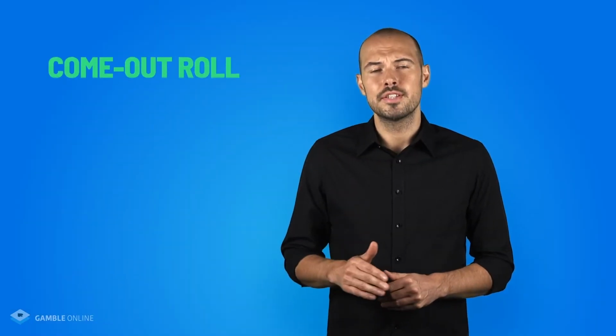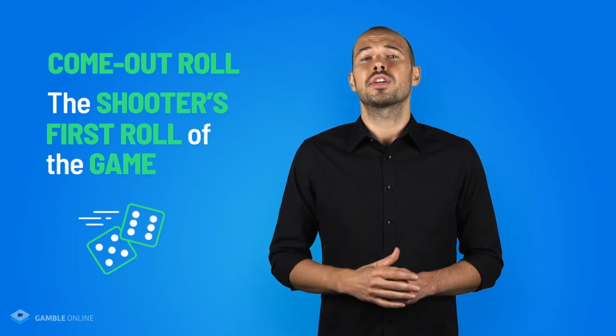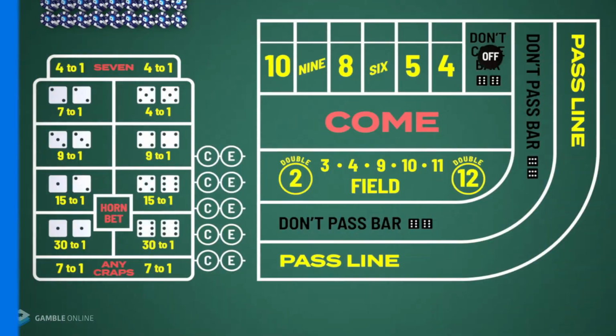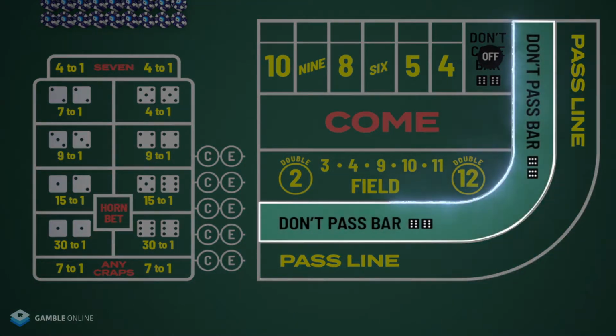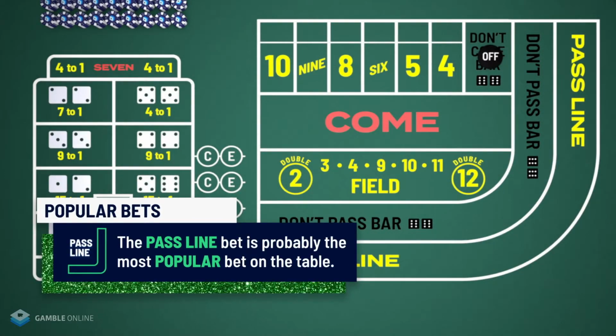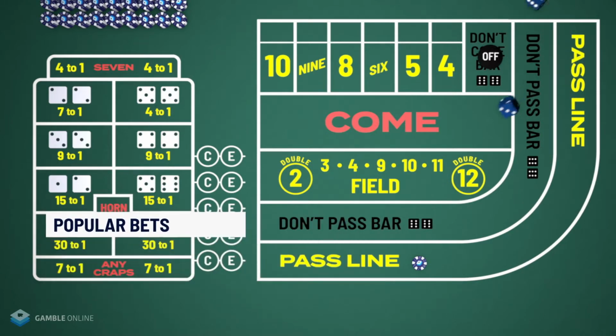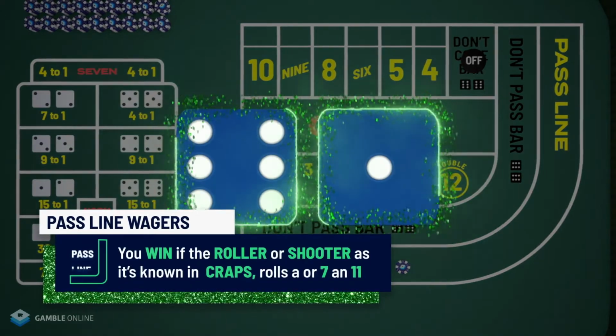Let's talk about rolling the dice. Like I mentioned earlier, the first roll of the dice is known as the come-out roll. Before the roll is made, bets are typically placed on either pass or don't pass. The pass line bet is probably the most popular bet on the table. If you've placed your bet on the pass line, you win if the roller, or the shooter as it's known in craps, rolls a 7 or an 11.